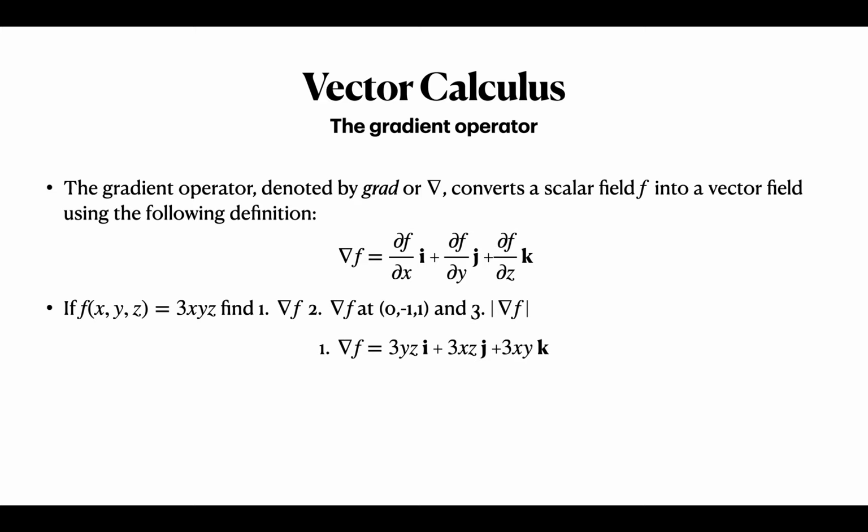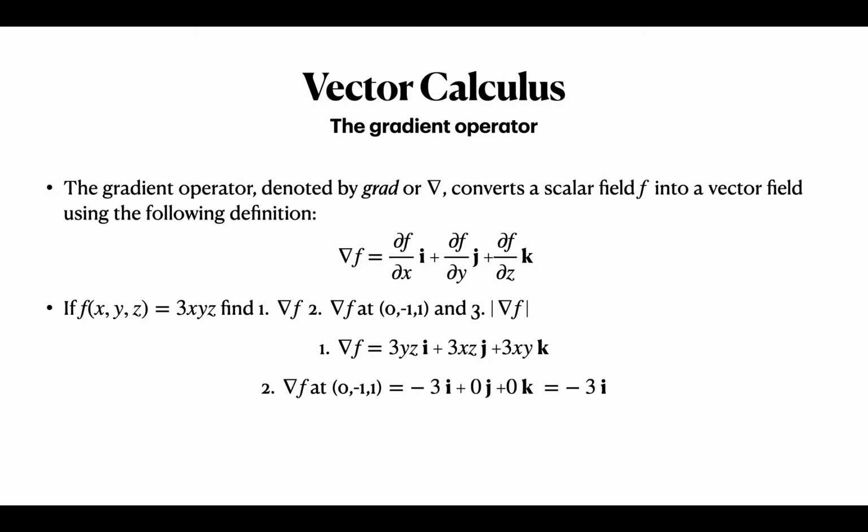So if you look at the first component of the gradient of f here, which is 3yz, I'm going to get 3 multiplied by minus 1 by 1. If you look at the j component, you get 3xz, so it's 3 by 0 by 1, and then 3 by 0 by minus 1. Because x is equal to 0, the j and k terms drop out, and what you get then is just minus 3i. That's all it is.